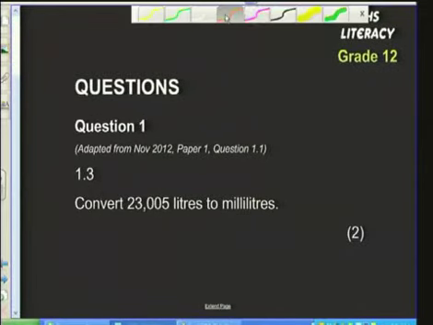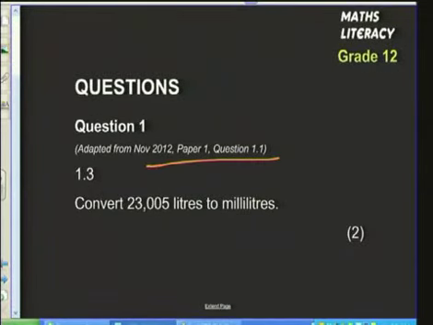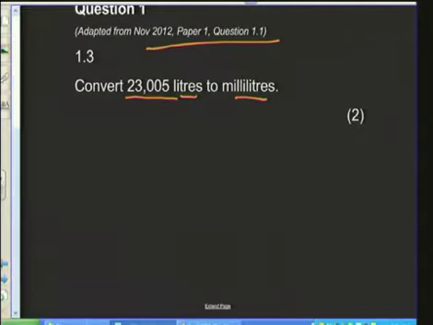So this question, same question paper. It says convert 23,005 litres to milliliters. And what's important to remember now is how many milliliters are in a litre. And I want you to think about things that you use every day. You know, your cold drink bottle, 1 litre Coke bottle, or 1 litre milk. How many milliliters make that up?